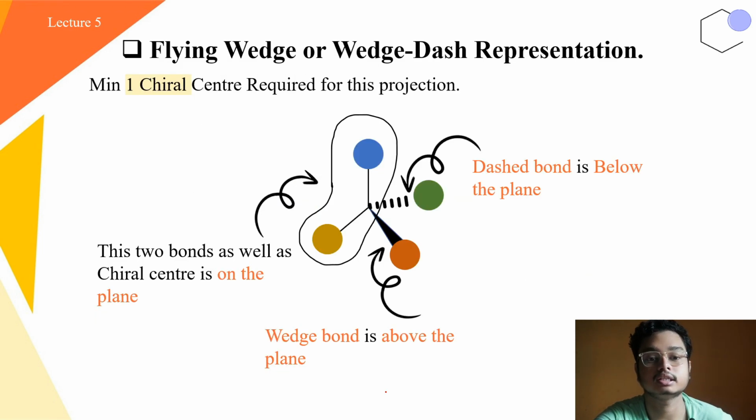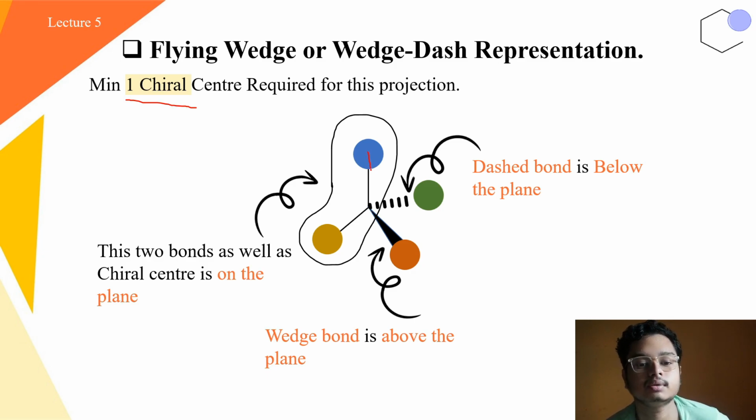Now there is another projection, the flying wedge or wedge-dash projection, that can be very important to determine the R/S configuration or the absolute configuration, as well as the representation. You can find mostly Fischer or flying wedge representations in organic compounds. It is the most accurate representation, I would say, because it clearly shows the 3D geometry. Here a minimum of one chiral center is required for this projection. In Fischer we can go up to 1, 2, 3, 4, 5 centers, but here usually one.